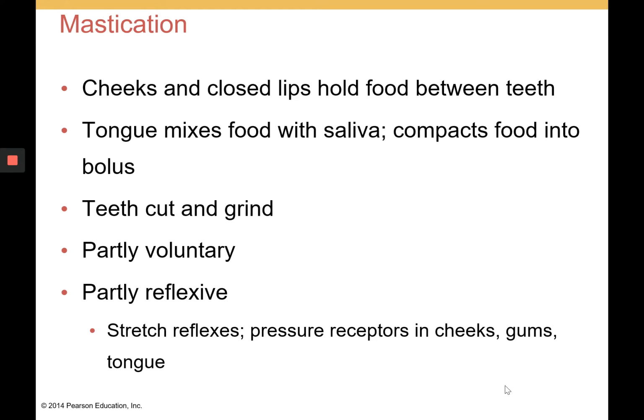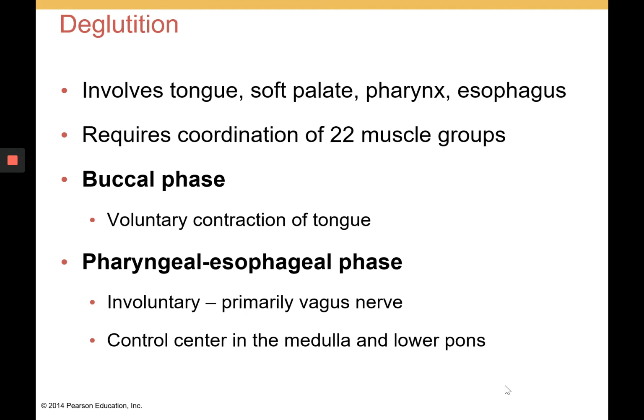The compacted food mixed with saliva is called a bolus. Again, deglutition is swallowing, so it does involve the tongue, the soft palate, your throat, and the esophagus. It's actually 22 muscle groups that we need in order to coordinate deglutition. There's a buccal phase and a pharyngeal-esophageal phase.